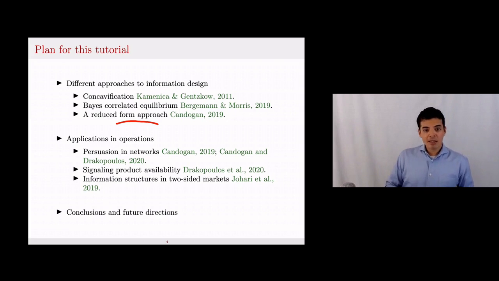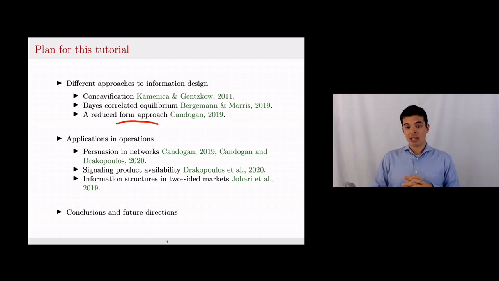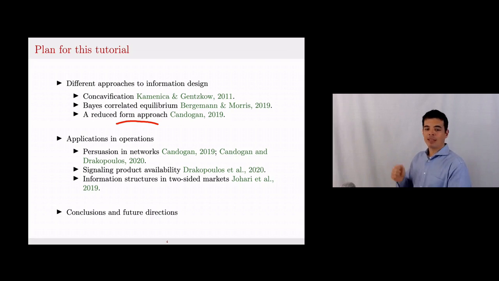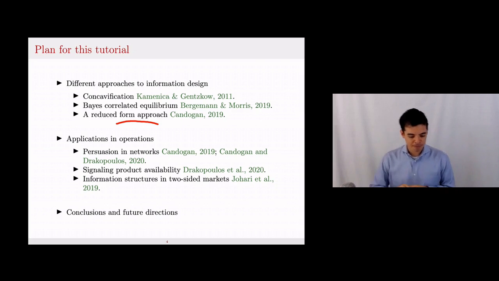Kimon Drakopoulos and others have written a real nice recent paper that is about signaling product availability. They think about a setting where a firm is experiencing some uncertainty about the available inventory, and the firm can send informative signals about the inventory availability or the stock-out risk to the buyers in a way that maybe persuades them to purchase early at a higher price. So this is a neat application of the information design ideas to an almost classical revenue management setting, and I will briefly talk about that.